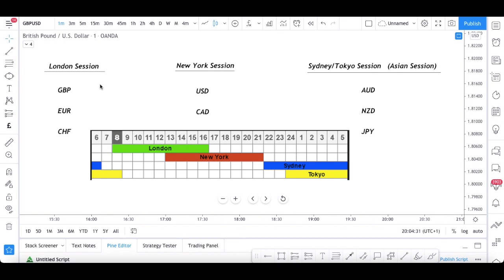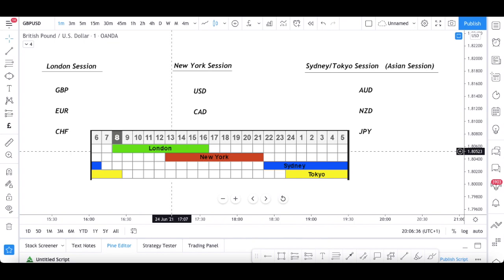So as you can see, the main overlap that I personally like to look at is the London and New York overlap, from 1 p.m. to 5 p.m., and the Sydney and Tokyo overlap is from 12 a.m., so basically midnight, to 7 a.m., which is basically most of the session overlapping with each other, which is why it's generalized as the Asian session.